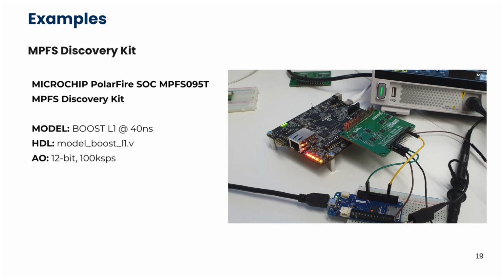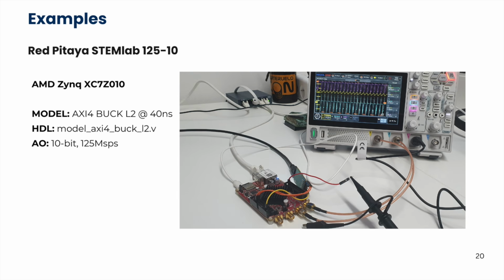Since we are working with very low code, we can migrate the code that is running in the Artix-7 to, for example, PolarFire SoC. In this case, I have no captures of this, but there's a boost model level 1 running at 40 nanoseconds, again with the same analog output module. And the last example I want to show you is this, in which I use the Red Pitaya STEMlab 125-10.